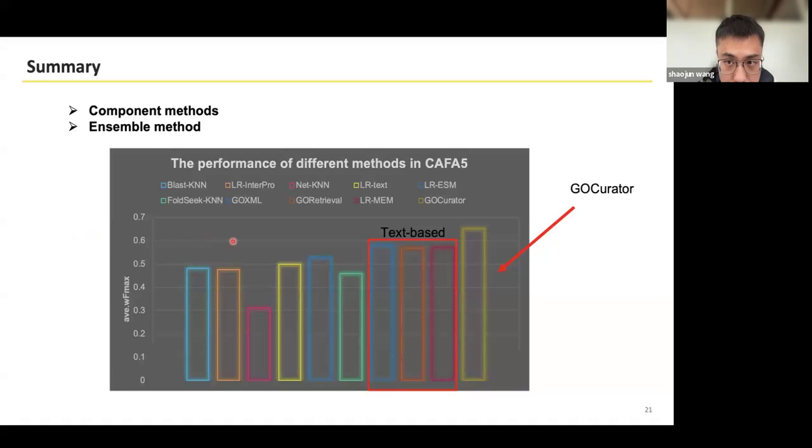This figure shows the scores of our methods and the final model on the public leaderboard. As you can see, the text-based methods on the right performed well in this competition, achieving significantly higher scores than the other component methods. We believe that's why GOCurator is so successful.